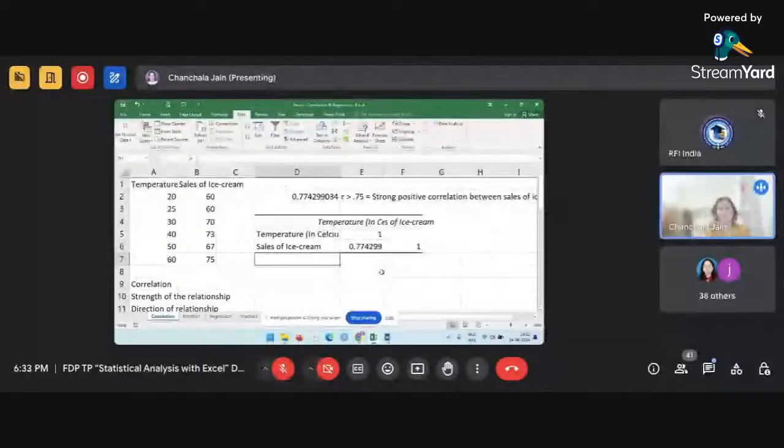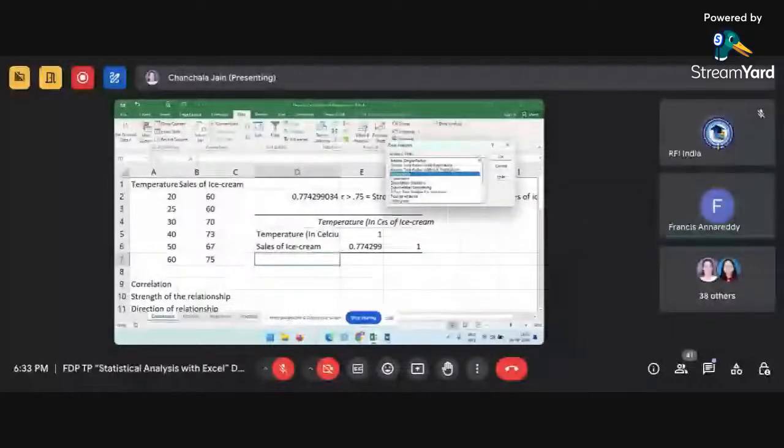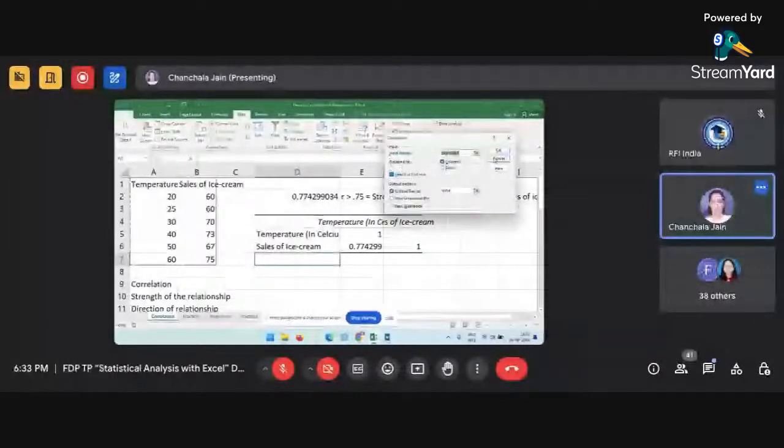What did we pick, madam, in the data analysis thing? You need to go to the data analysis tab, and correlation. Okay. Correlation, and then you need to pass the range. Okay. And I think rest of the things are very similar, which we have seen in the last sessions. Got it. Thank you. Okay, thank you, sir.